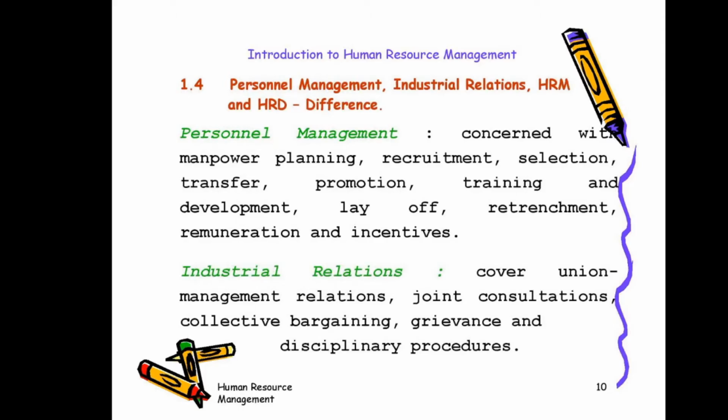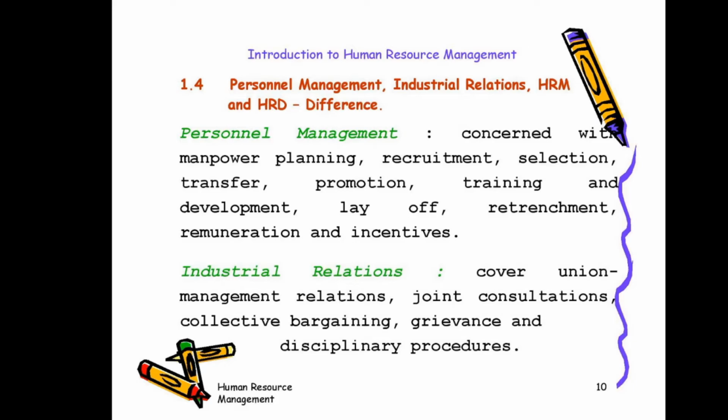This was about personal management, industrial relations, HRM, and the HRD difference. You people are now in HRD, human resource development. Personal management talks about manpower planning, recruitment, selection, transfer, promotion, training and development. They also cover layoff and retrenchment, remuneration and incentives. But industrial relations covers the union-management relationship, and if there is any problem, they go for joint consultations and collective bargaining with the employees. Compulsorily in industrial relations, they go for grievance and disciplinary procedures.